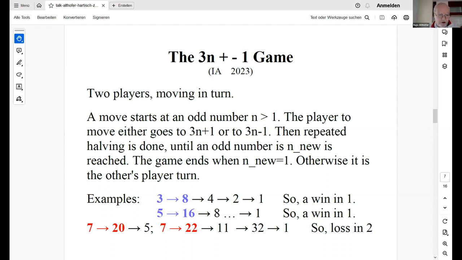You have two choices. From 7 to 20, 10, 5, and the opponent is to move, he will win. When you go from 7 to 22 instead, halving to 11, then the opponent may go to 32 and then 16, 8, 4, 2, 1. So 7 is a loss in 2 moves, or in 2 rounds, if the opponent plays perfectly.